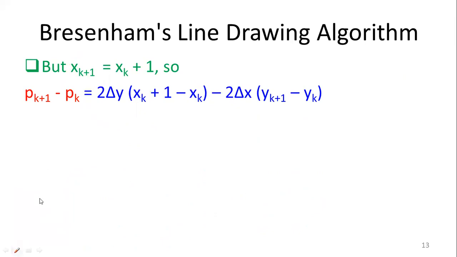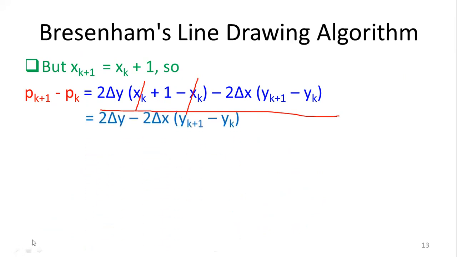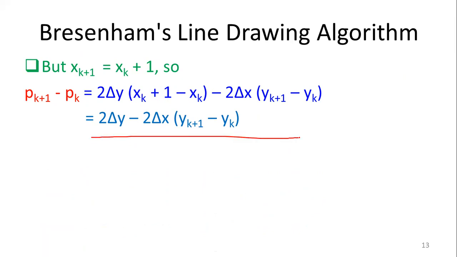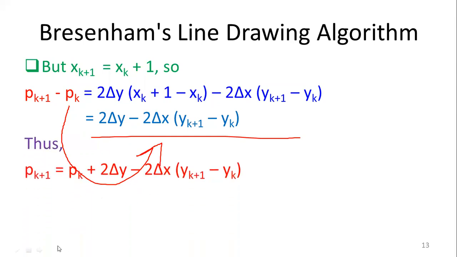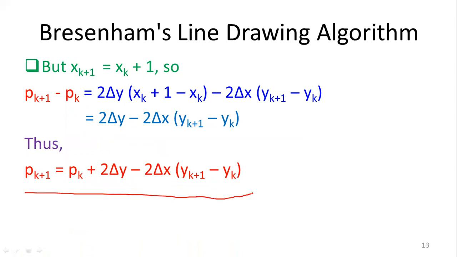So this is what I get. This xk and minus xk will get cancelled. And this is what I get. Okay. Now I will take this pk to the other side. So I'll get like this.